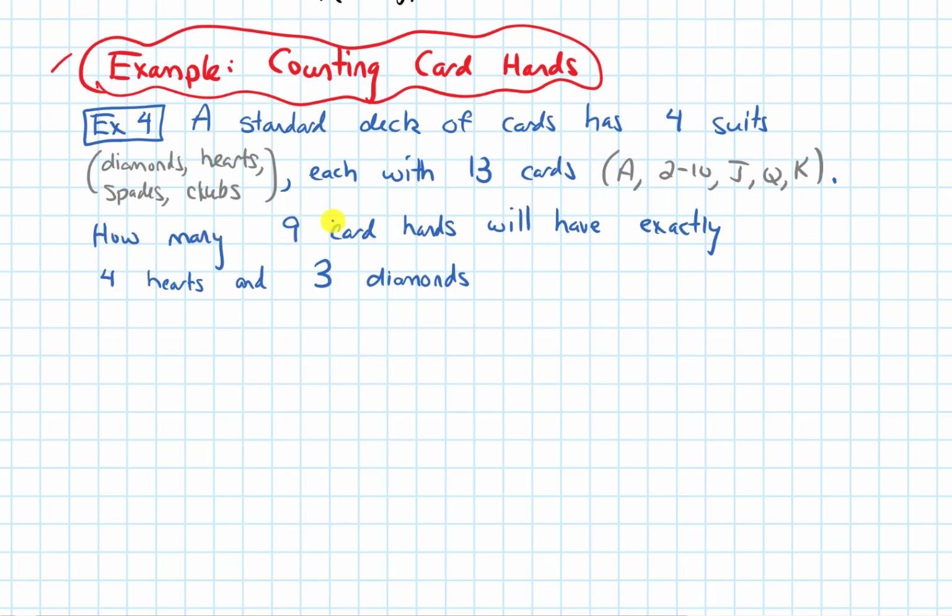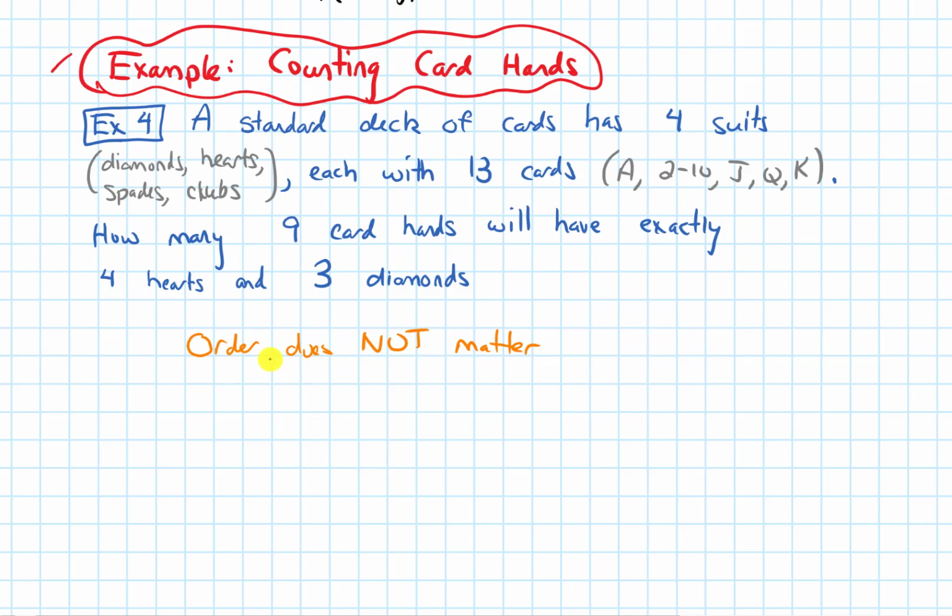How many 9-card hands will have exactly 4 hearts and 3 diamonds? So by 9-card hands, it means that we're going to be selecting 9 cards from this deck of cards. All right, so the first thing that I want to point out is, in this example, the order does not matter. The order in which I'm selecting our 9 cards to go in our hand does not matter.